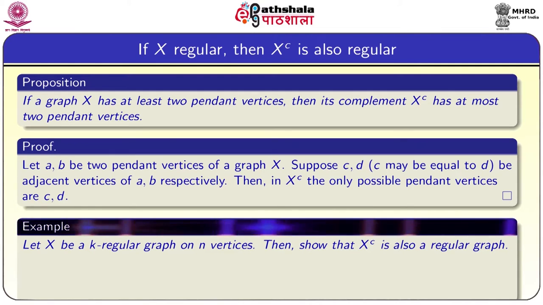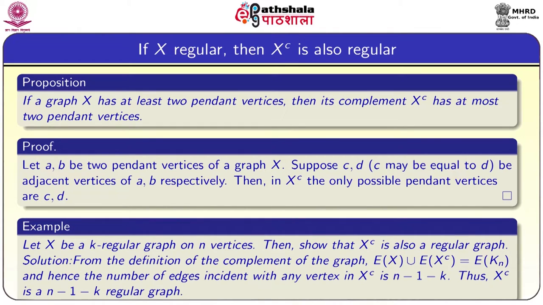Now, we will prove that if X is regular, then X complement is also regular, as in this example. If X is a k-regular graph on n vertices, then show that X complement is also a regular graph. The proof is simple. From the definition of a complement of a graph, the edge set of X union the edge set of X complement is equal to the edge set of the complete graph Kn. Hence, the number of edges incident with any vertex in X complement is n minus 1 minus k, that is, X complement is an (n minus 1 minus k)-regular graph.